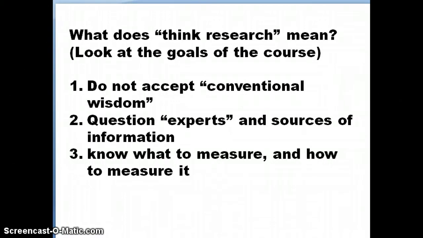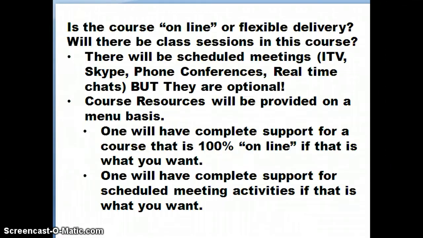And then we're going to look at some really practical questions about when you decide you do need to ask some questions. We need to know what to measure and how to measure it. Those are some pretty obvious things. So when we say Think Research, raise lots of questions. If I can say one thing that's important, always question. Question in a nice way. You don't have to be offensive, but make sure you raise questions.